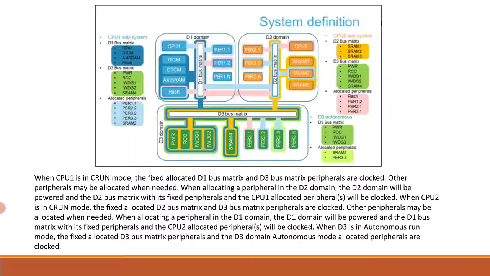When CPU2 is in C-run mode, the fixed allocated D2 bus matrix and D3 bus matrix peripherals are clocked. Other peripherals may be allocated when needed. When allocating a peripheral in the D1 domain, the D1 domain will be powered and the D1 bus matrix with its fixed peripherals and the CPU2 allocated peripherals will be clocked. When D3 is in autonomous run mode, the fixed allocated D3 bus matrix and the D3 domain autonomous mode allocated peripherals are clocked.